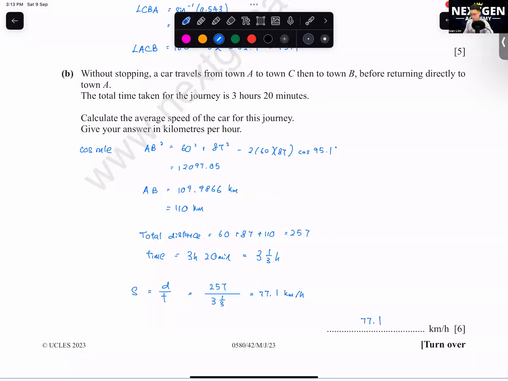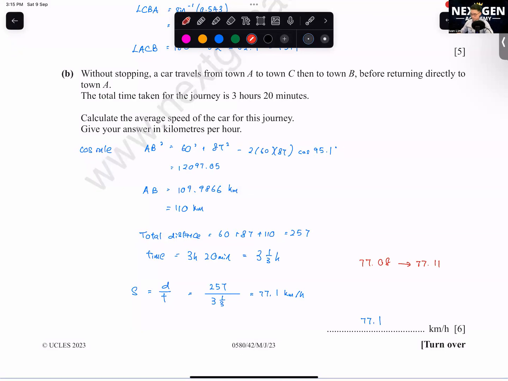If you didn't round it up, let's say 109.9866 plus 60 plus 87, you get 256.9866, divided by 3 and 1 over 3, is still 77.09598. Type again. Something is off. If you didn't round it up, you should also get 77.1. They give you the range. Depending on how you round off, your range of values can be from 77.08 to 77.11. But when you round to 3 significant figures, it will definitely be 77.1.